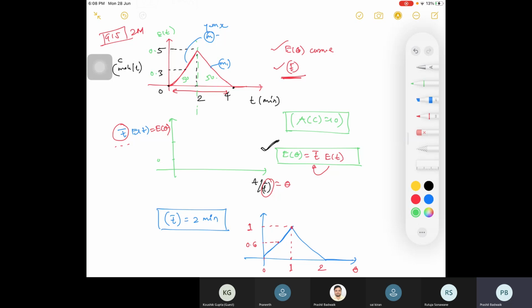You cannot directly say, sir, I have seen this graph, and by looking at this graph I'm saying the value of your T mean is this, right? In the GATE exam you will not have time to find it using integration, so at that time you need to do it by observation only. Okay, so this was your GATE question.